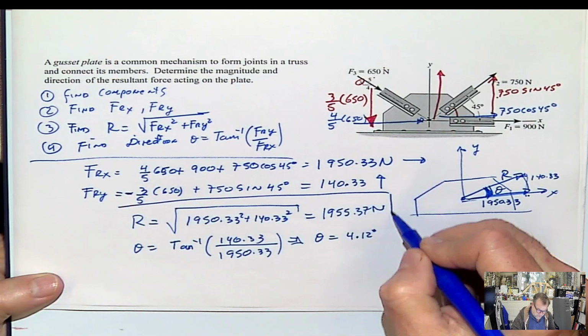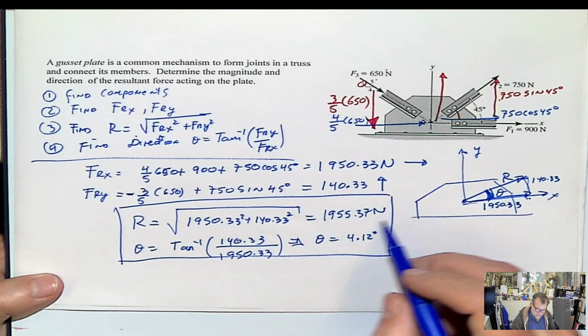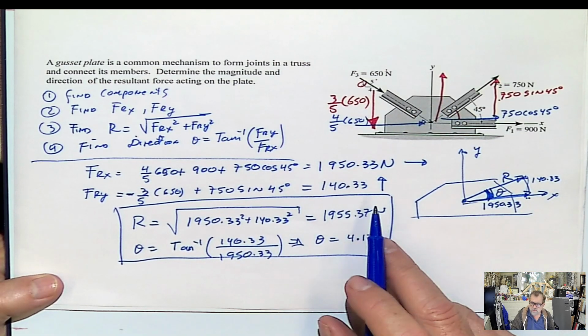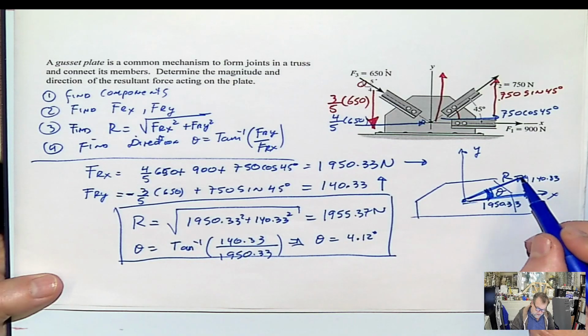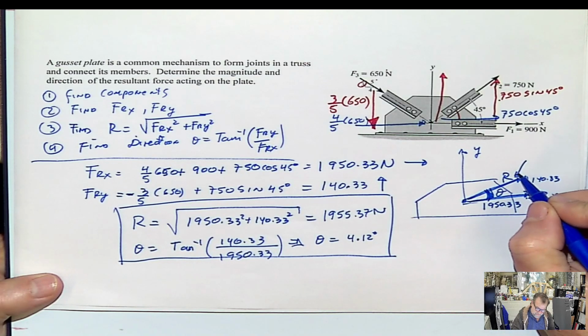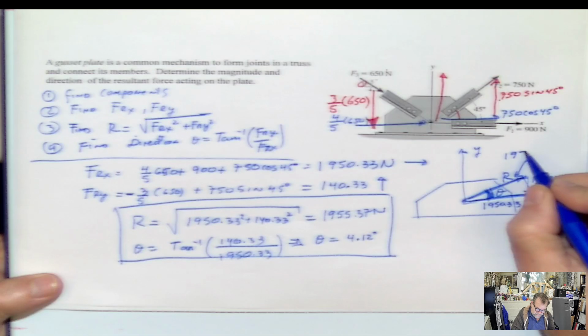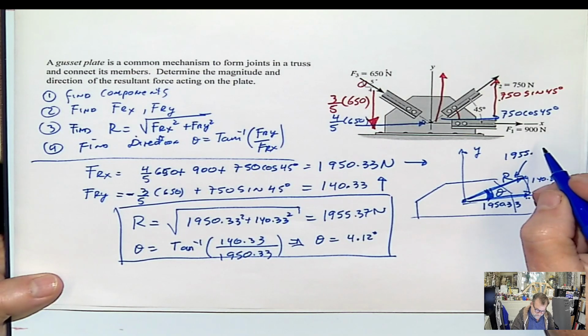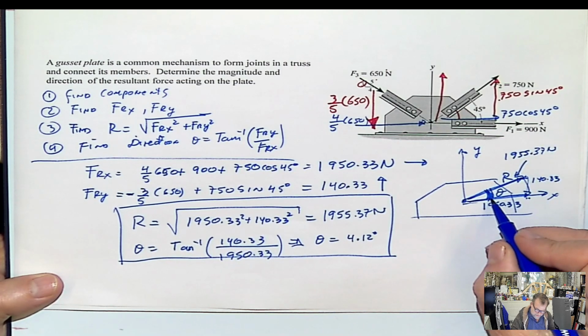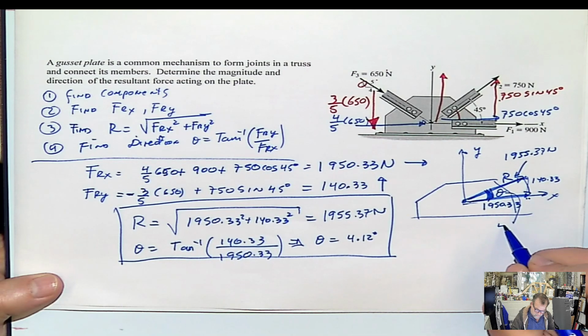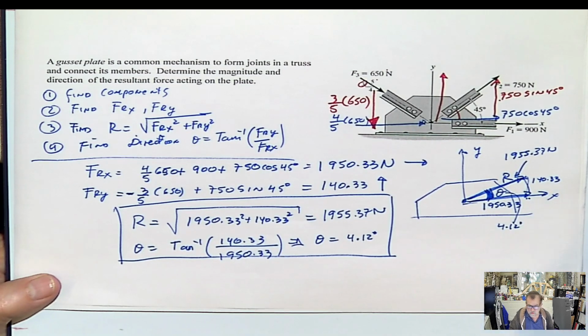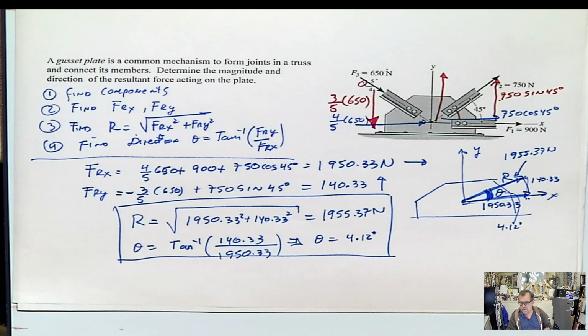What are the results? The resultant force of all the forces acting on this plate will have a value of 1955.37 Newton at an angle of 4.12 degrees measured counterclockwise from the positive x-axis. Mission accomplished.